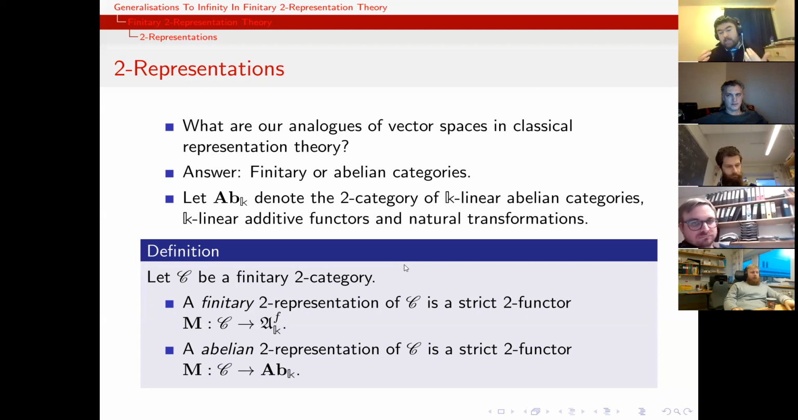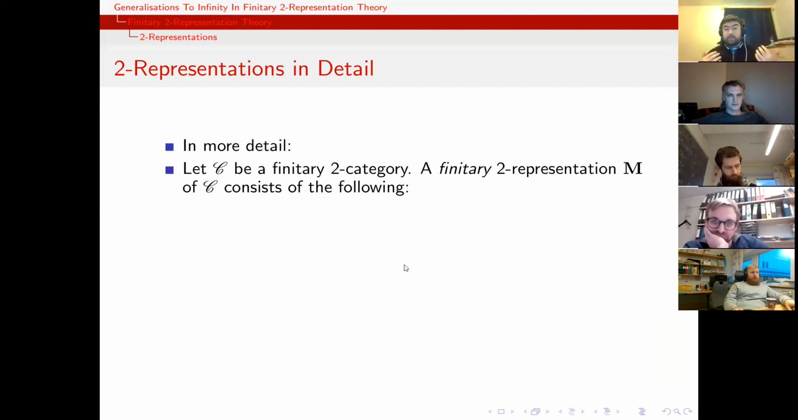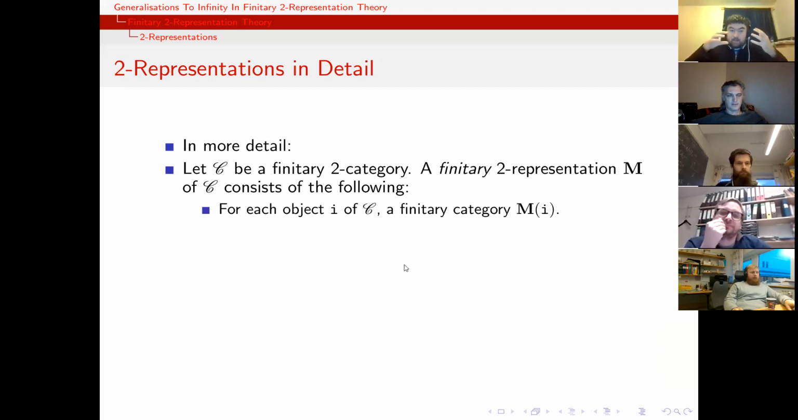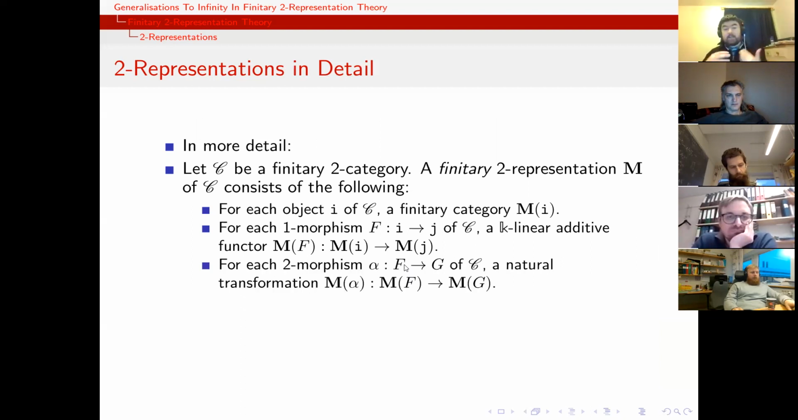Now, saying this is a strict two-functor isn't the most illuminating way of presenting the definition. So let's look at that in a little more detail. We take our finitary two-category C. A finitary two-representation M of C has, for each object i in C, some corresponding object in our target two-category. In this case, that will be a finitary category, which we'll call M of i. Each one-morphism, say F, corresponds to a one-morphism in the target two-category, which here is a k-linear additive functor between, say, M i and M j. And then a two-morphism goes to a two-morphism, which is a natural transformation.